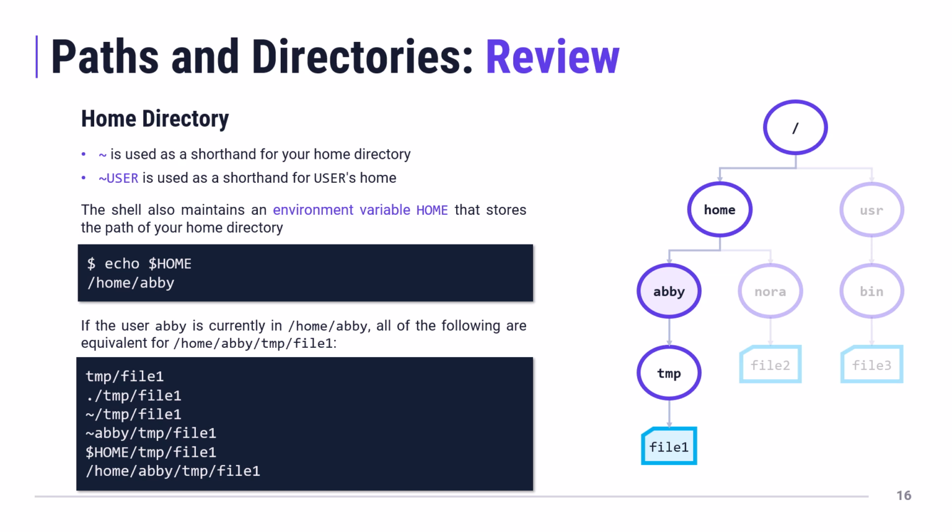So if I am logged in as the user Abby, and I'm currently in /home/Abby, all of these are equivalent in order to access file1 down there at the bottom. I could say temp/file1, I could say ./temp/file1, so current directory /temp/file1, ~/temp/file1. Again, tilde is /home/Abby, so ~/temp/file1, $HOME/temp/file1, and then of course the absolute path /home/Abby/temp/file1. That should all be review, but I just wanted to quickly revisit that.